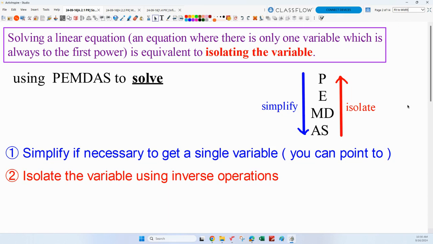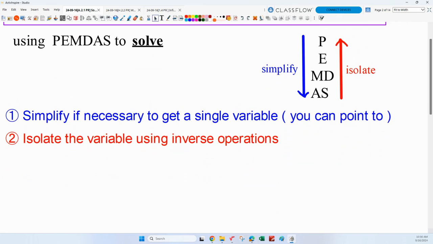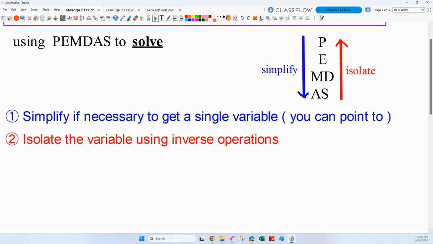Well, there are two parts to this. First, we've got to simplify as far as we need to until we can point to a single variable. Let's say x is our variable. We need to use regular PEMDAS top to bottom until we can point to a single variable in the equation. As soon as you can point to a single x, or whatever your variable is, then you flip around PEMDAS and use inverse operations, going from bottom up. That is the order in which the steps need to be used to isolate the variable.